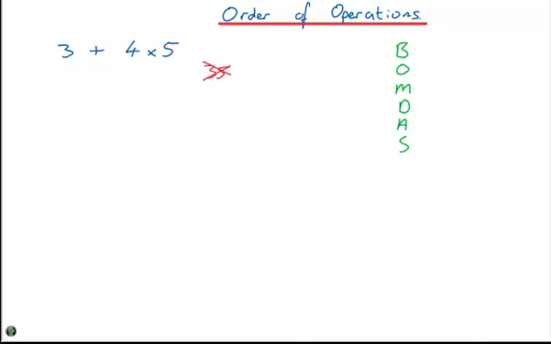I'll go through what each of them means first. So B stands for brackets. If there's a bracket in the problem, you solve the brackets first. The O stands for of, and it's to do with powers, so if you've got square roots or indices. M stands for multiplication. D stands for division. A stands for addition. And S stands for subtraction.